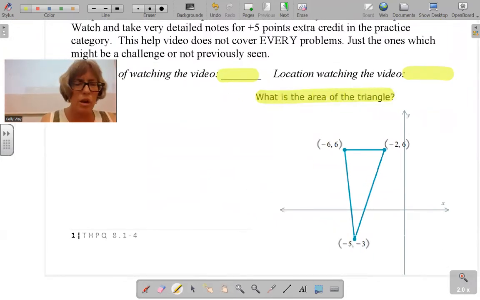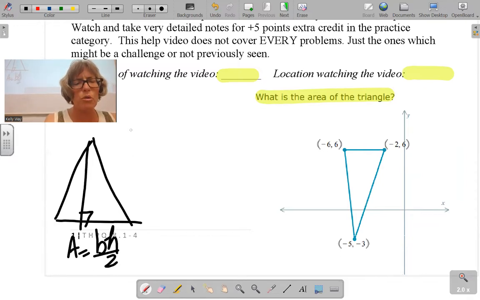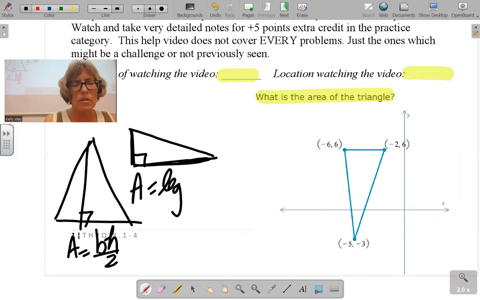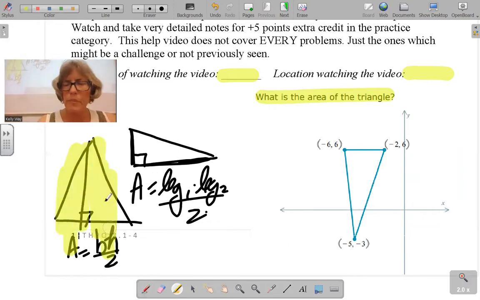What is the area of a triangle? There's two types of area equations for triangles. For any regular old triangle, its area equals base times height over 2. In a right triangle, where you have a right angle, it's leg times leg over 2. So this one on the right is the former.